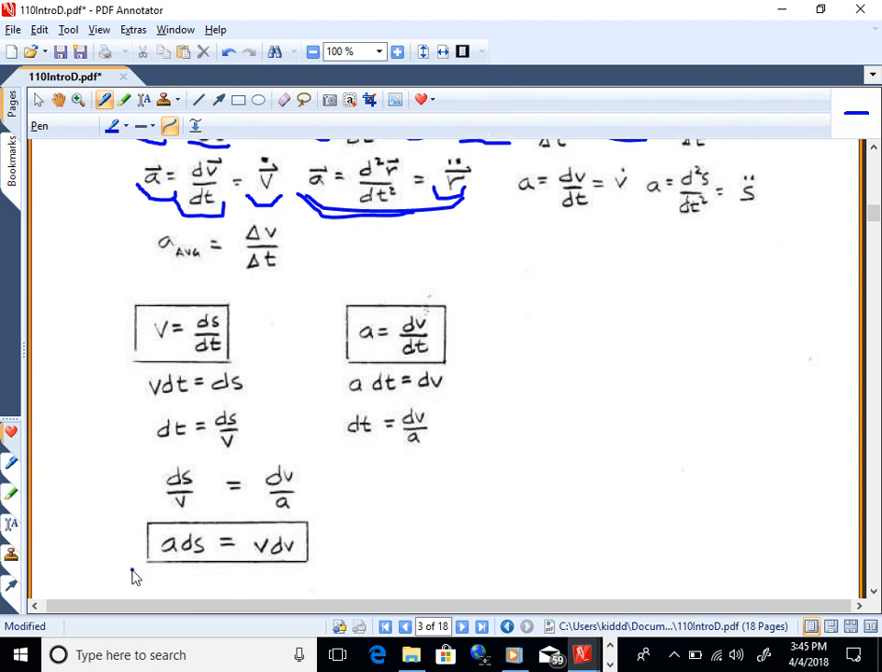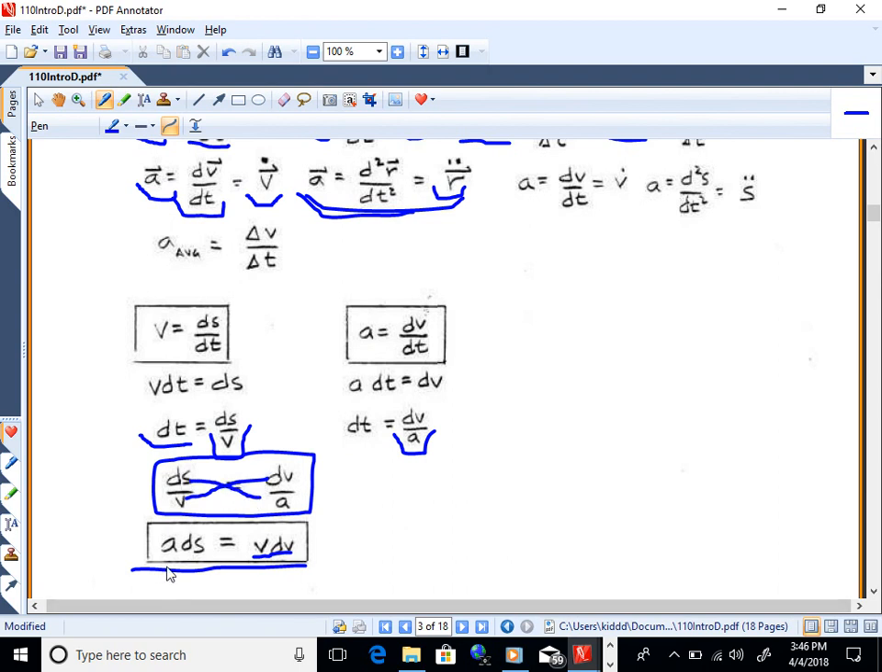velocity to acceleration, using time derivatives. We can also get a third relationship here. If we look at velocity as ds dt and acceleration as dv dt, we can solve both of those for dt, the change in time. So the change in time is the change in displacement with respect to velocity, and the change in time is also the change in velocity with respect to acceleration. We can equate those two and essentially cross multiply, and what we get then is v dv equals a ds. So that's another relationship we can use to relate these things together.